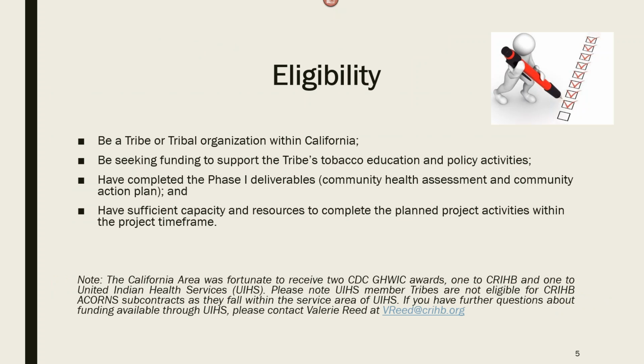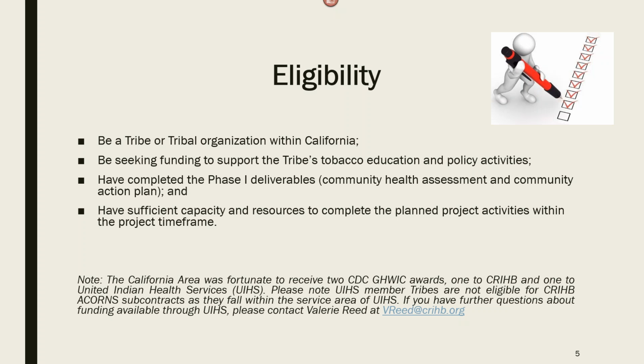Eligibility for this subcontract is you have to be a tribe or tribal organization within California, a federally recognized tribe or tribal organization. Be seeking funding to support the tribe's tobacco education and policy activities. Have completed the phase 1 deliverables, which were community health assessments and community action plan. We call that the ACORN phase 1. And also have sufficient capacity and resources to complete the planned project activities within the project timeframe.